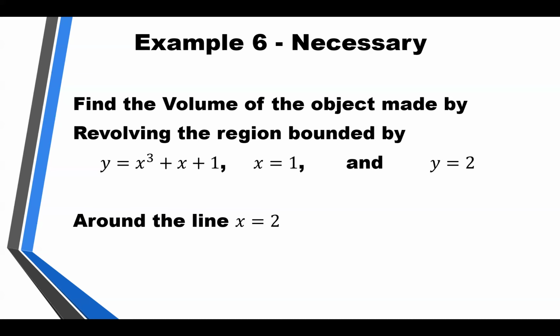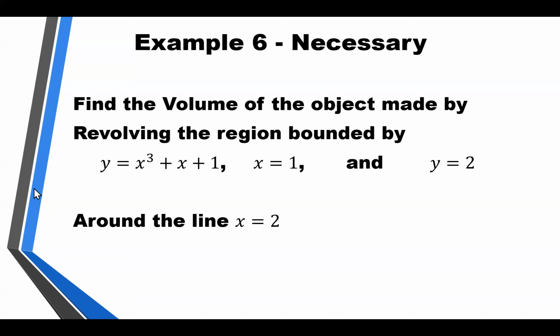We want to find the volume of the object made by revolving the region bounded by y equals x to the third plus x plus 1, x equals 1, and y equals 2 around the line x equals 2. So we want to revolve that region around a vertical line, that vertical line being x equals 2.